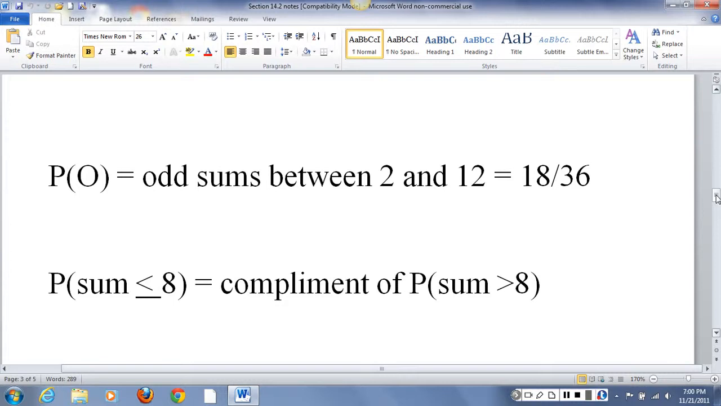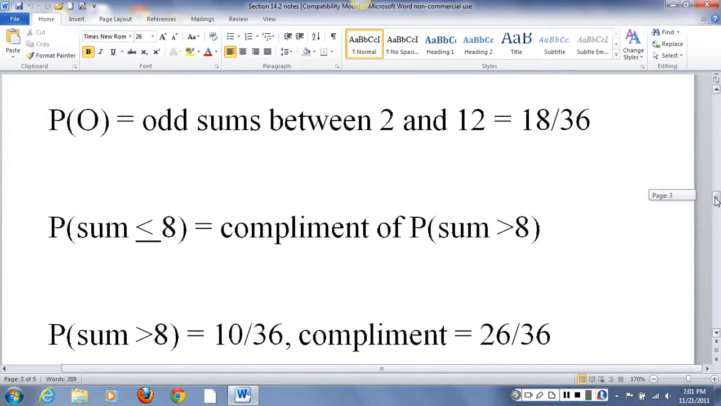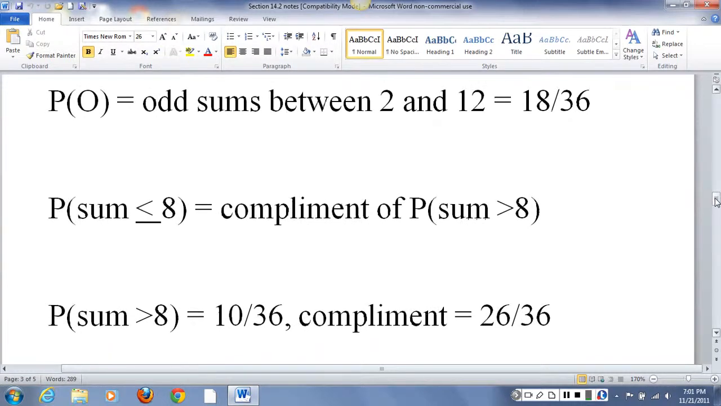So again, this is one option. To speed this along, you can find out instead how many sums greater than 8 are there, and then take the complement of that to find what we want. So for example, in this case, the probability that we have a sum that's greater than 8 is 10 out of 36. There are 10 sums in this chart that are greater than 8, which means the complement would be 26 out of 36.